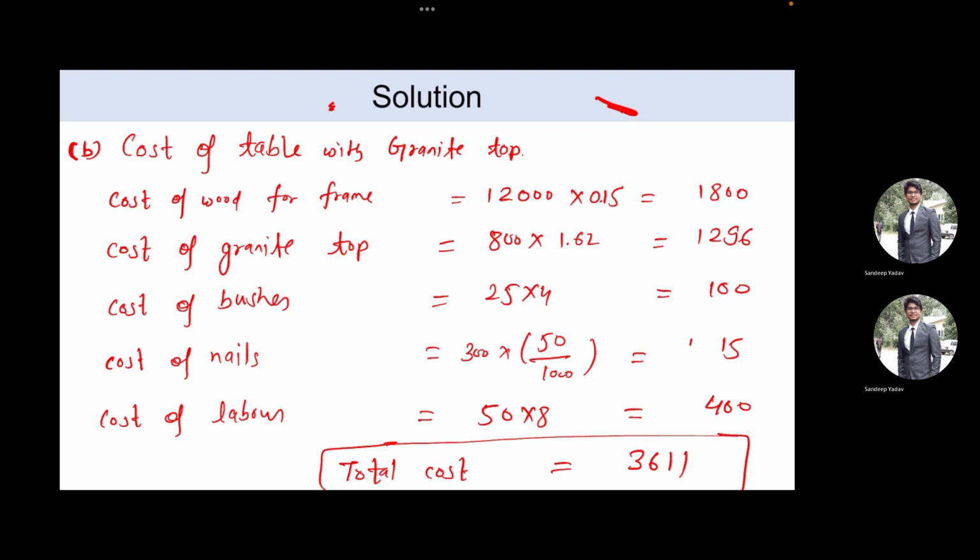wooden table, and also it's environment friendly. So here the total cost of table with the granite top works out to be less than that of the table with the wooden top. Hence, the table with the granite top should be selected for the manufacturer.